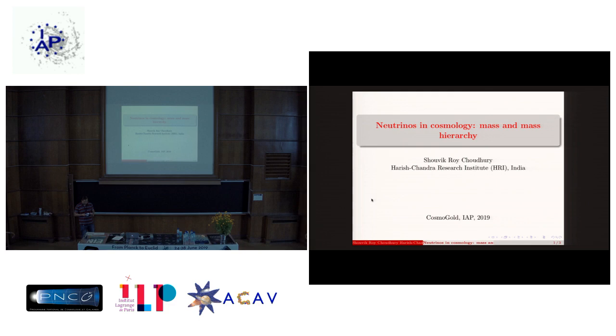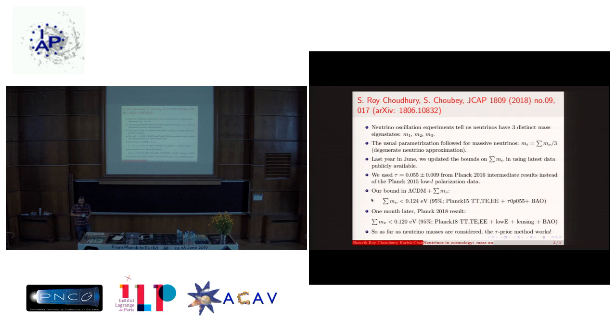Neutrino masses are usually parameterized with the sum of neutrino masses with a degenerate approximation. Last year in June, in the above paper, as you can see, we updated the bounds on the sum of neutrino masses using the latest publicly available data, and we got a bound of around 0.124 eV from Planck 15 and a tau prior from Planck 2016 results and BAO.